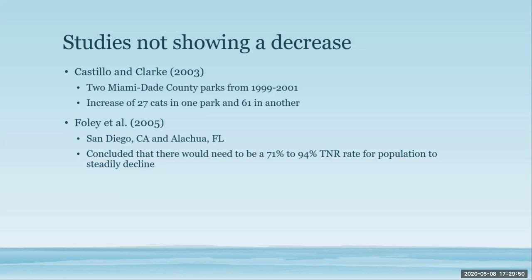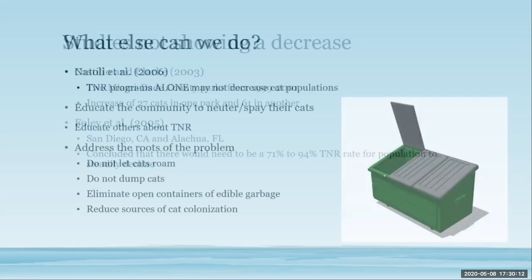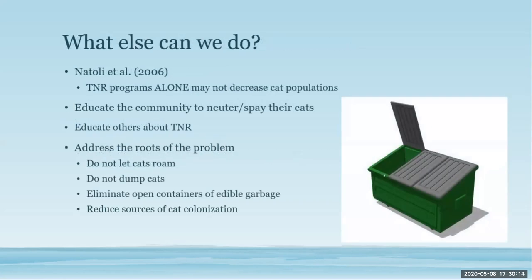So there was another study conducted by Foley and colleagues in 2005 where they surveyed San Diego and Alachua counties. And they concluded that there would need to be a 71 to 94% TNR rate for the population to steadily decline, which is a big number. So does that necessarily mean that it's working alone? Not necessarily. However, maybe we can do something else with that. So the best thing that would probably work would be education.